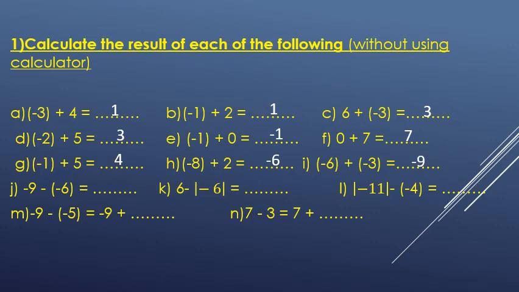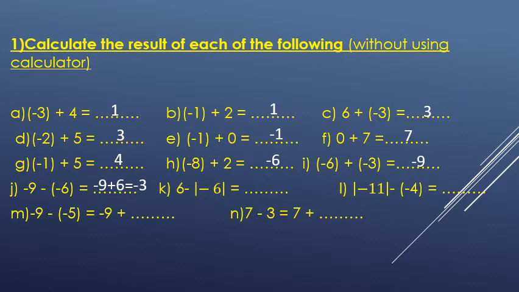Negative 9 minus negative 6. Minus negative is positive. Why is it positive? Because we flip the direction from the negative direction to the positive direction. Negative 9 minus negative 6 equals negative 9 plus 6, which equals negative 3.